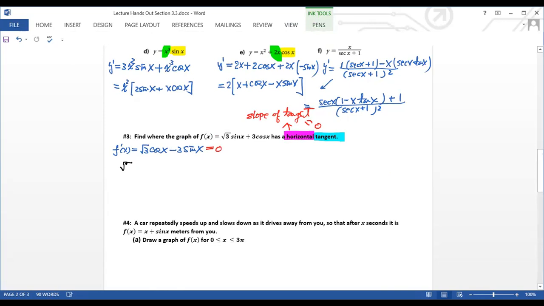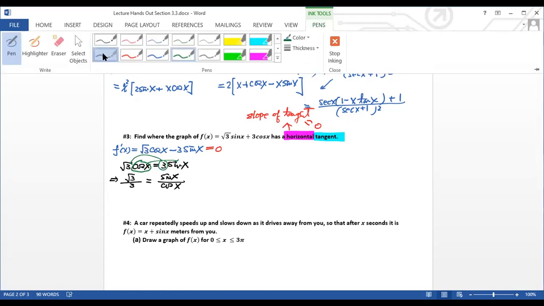So if you set this equal to 0, you will have square root of 3 cosine x equal to 3 sine x here, correct? Okay, now you divide by cosine on both sides and divide by square root of 3, so you will have 3 over square root of 3, which is square root of 3, equal to sine x over cosine x. So basically what you do is move the cosine over to this end and then move the 3 to this end, right?